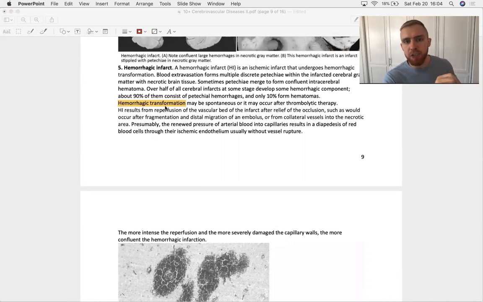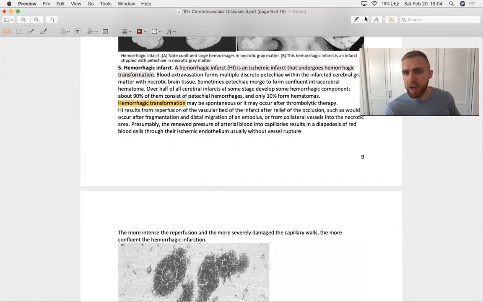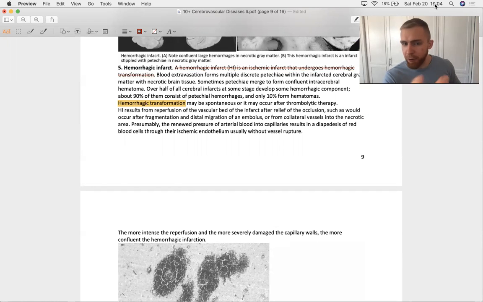A hemorrhagic infarct is an ischemic infarct that undergoes hemorrhagic transformation. That's not necessarily true. Sometimes you straight up skip the ischemic stage, you go straight to the hemorrhagic stage. Okay, so like if you get a berry aneurysm, there ain't no ischemic stage there. You are right immediately into hemorrhagic territory. So if it's red, you're bleeding into the tissue.